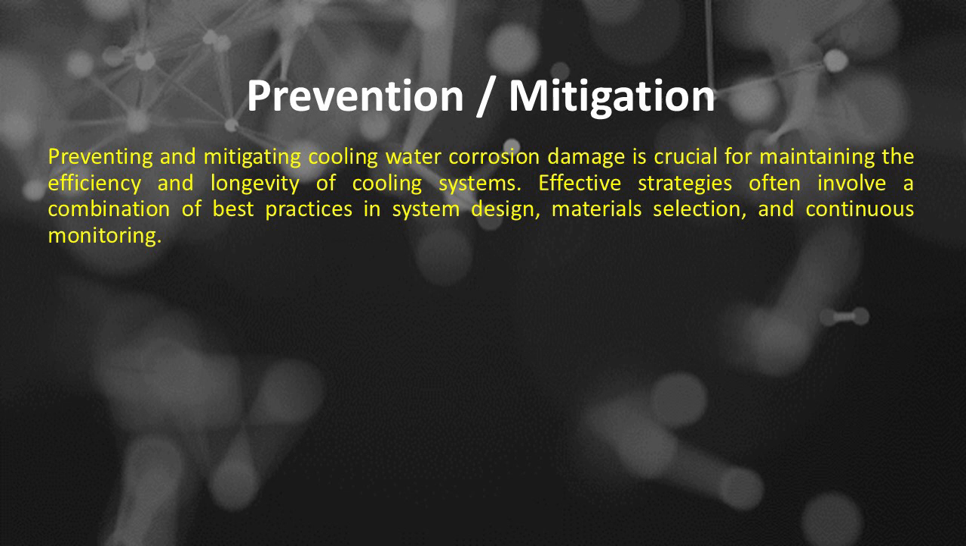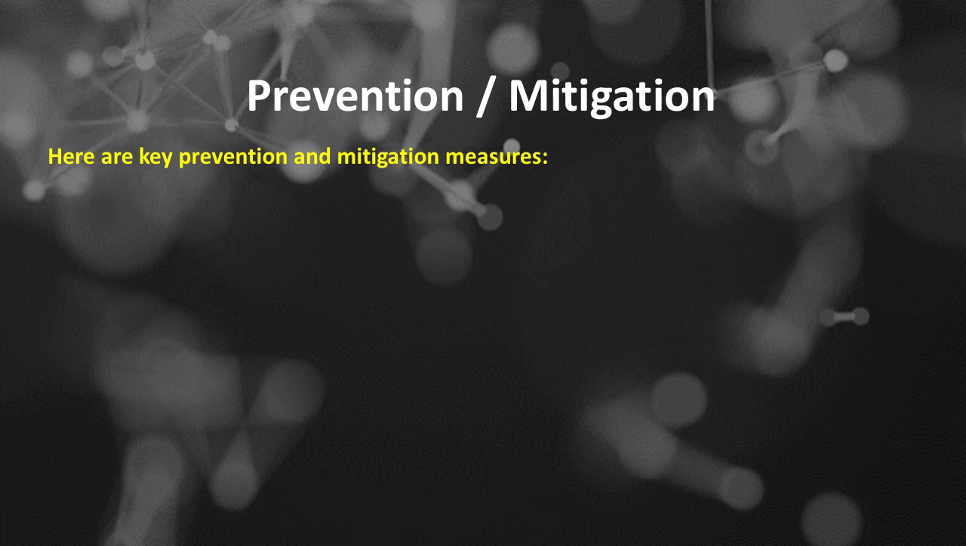Preventing and mitigating cooling water corrosion damage is crucial for maintaining the efficiency and longevity of cooling systems. Effective strategies often involve a combination of best practices in system design, material selection, and continuous monitoring. Here are key prevention and mitigation measures. Number 1 is water chemistry control.